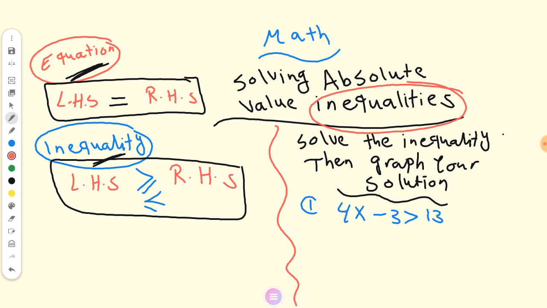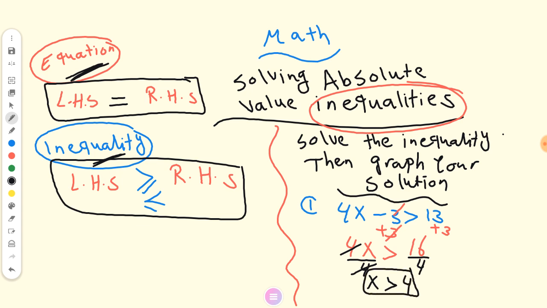First I will add positive 3 to both sides of the inequality. Add here positive 3 and here add positive 3. I will cancel this one with this one. Then 4x is more than 13 plus 3, which equals 16. After that, I will divide both sides by 4. Cancel this one with this one. Then x is more than 16 divided by 4, it's 4. X more than 4.